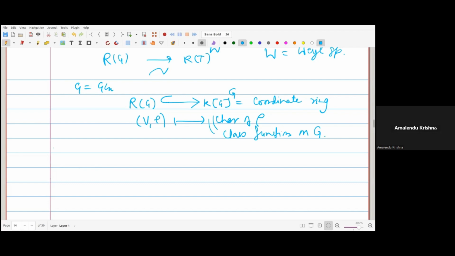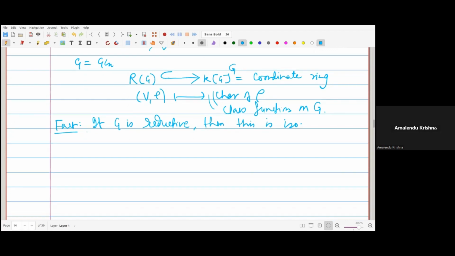And here is a fact: if G is reductive, then this is an isomorphism. Remember that a linear algebraic group is reductive if the unipotent radical is trivial, and this is not very hard to prove.